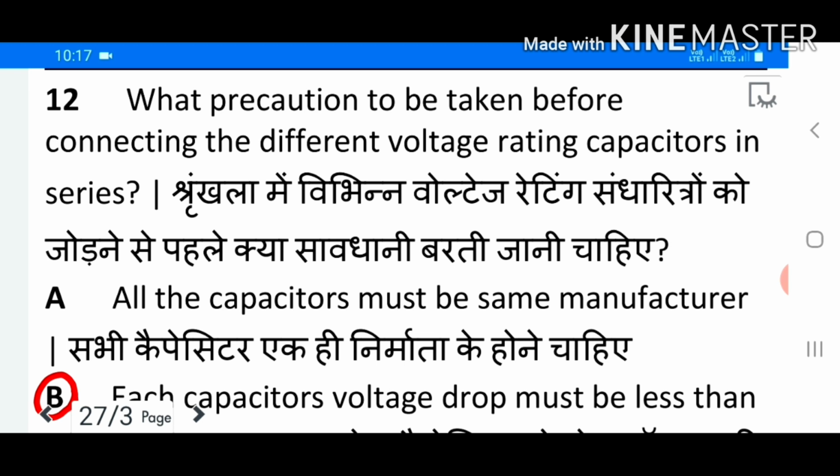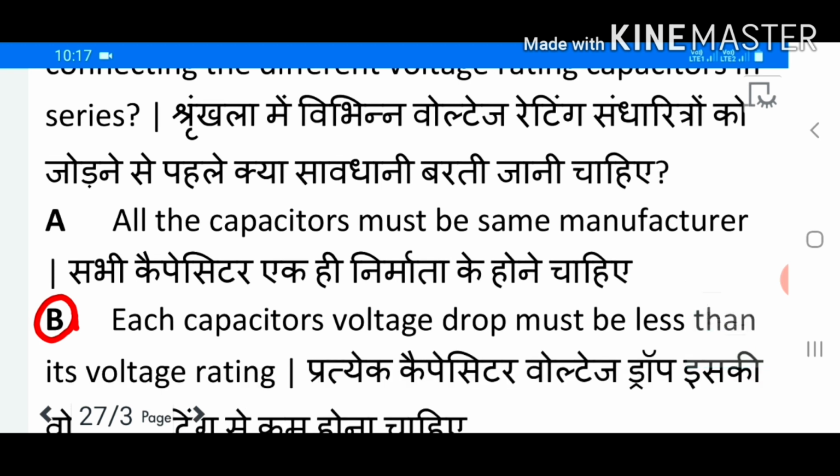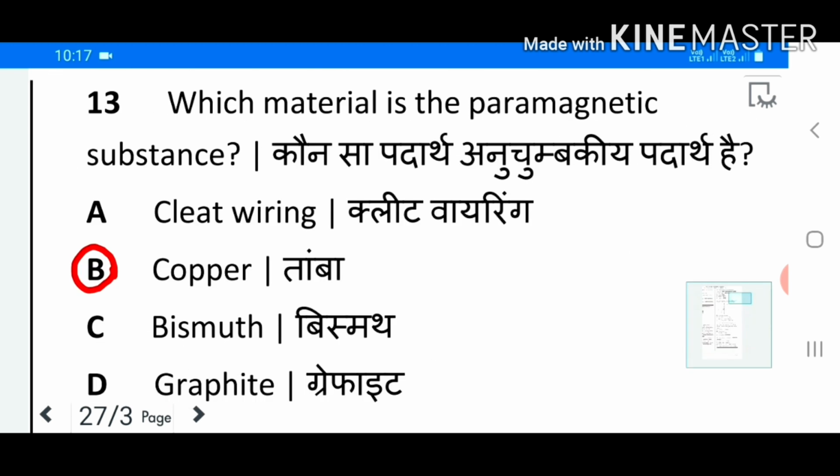12. What precaution to be taken before connecting the different voltage rating capacitors in series? Answer B. Each capacitor's voltage drop must be less than its voltage rating. Number 13. Which material is the paramagnetic substance? Answer B. Copper.